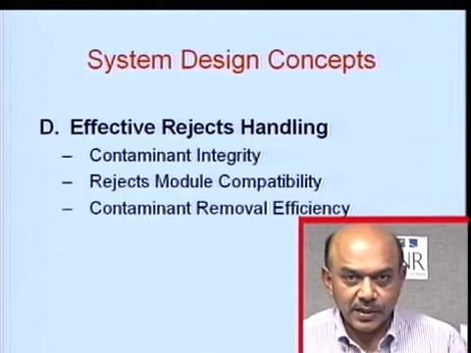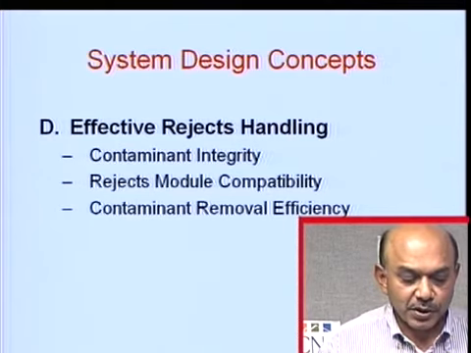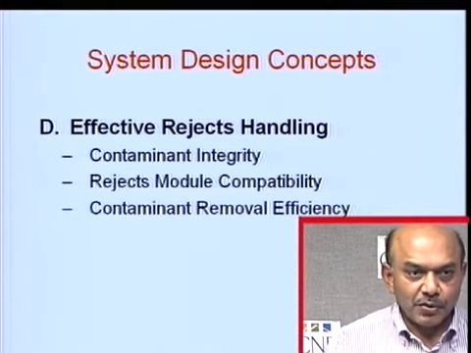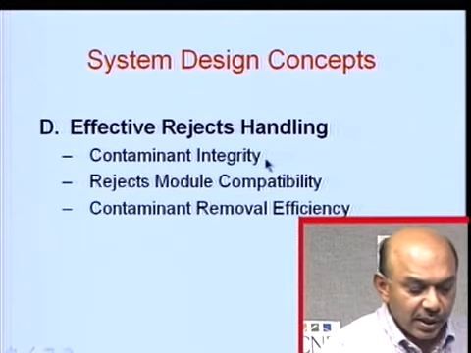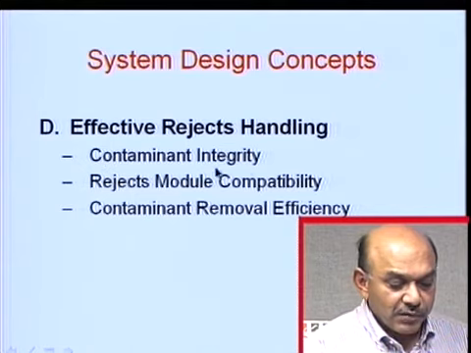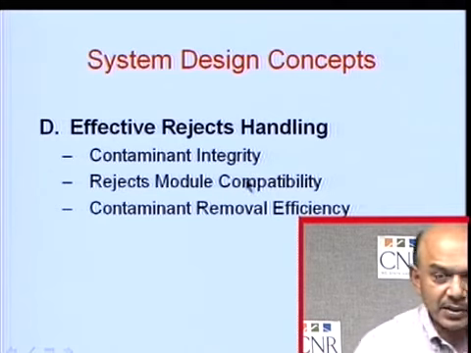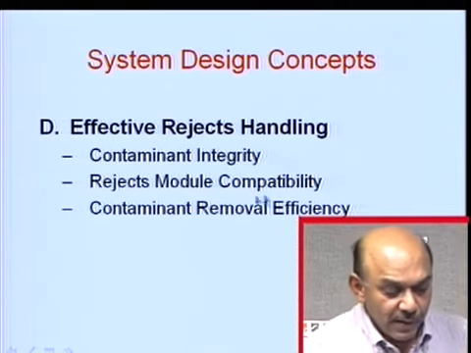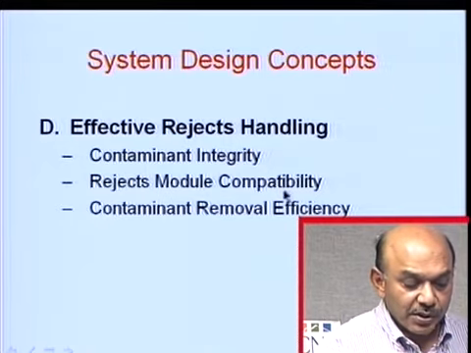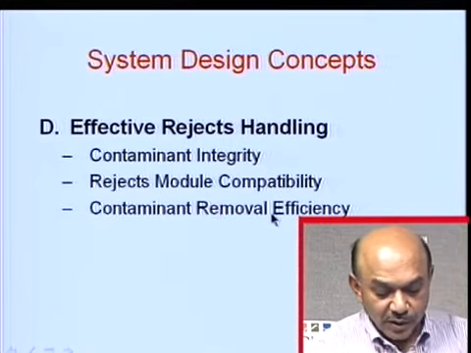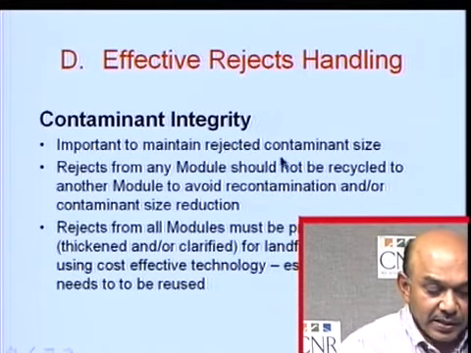However, rejects handling is probably one of the most important modules, so that in the recycled fiber system you have to be able to reject all the contamination out of the system. Now, to do that, we must maintain contaminant integrity, because if you let the contamination run around or reduce in size, the system is going to be in trouble. Consider rejects module compatibility with the main unit operations, and the removal efficiency. Integrity is important to maintain rejected contaminant size.